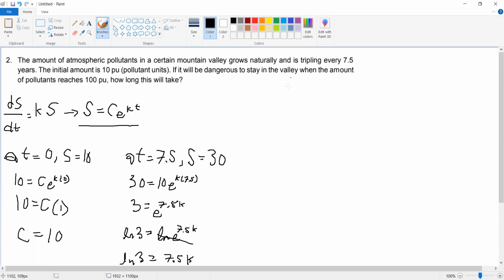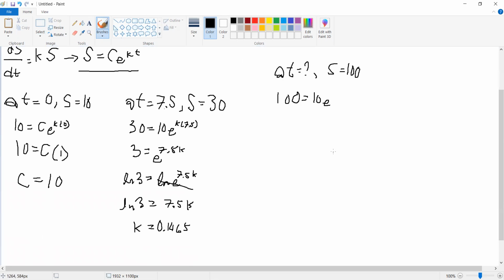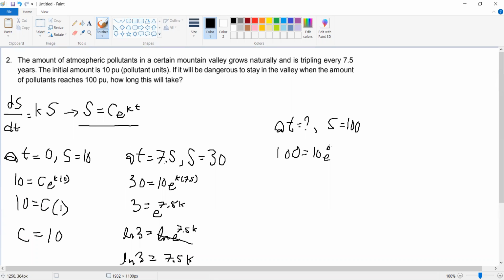So anong sabi dito? If it will be dangerous to stay in the valley when the amount of pollutants reaches 100 PU, how long will this take? So hinahanap natin dito yung t, sa s daw is 100. Substitute, magiging 100 is equal to, C natin is 10, e raised to, ano yung k natin? 0.1465 t. Wala yung t, hanapin natin.